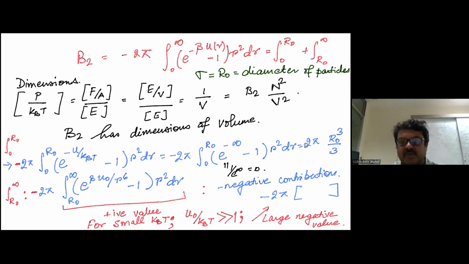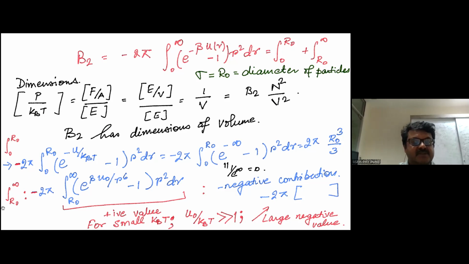So when you integrate, what you get is 2 pi r0 whole cube by 3, right? Since r0 is the diameter, this is always going to be a positive quantity. Here we have assumed that the potential is infinity for all distances between two particles less than r0. So this is going to be always positive. However, this term is typically negative.